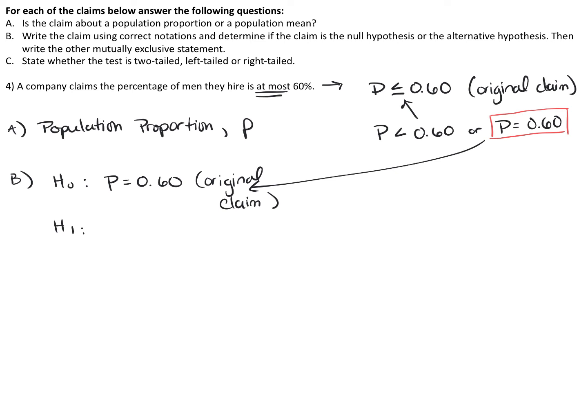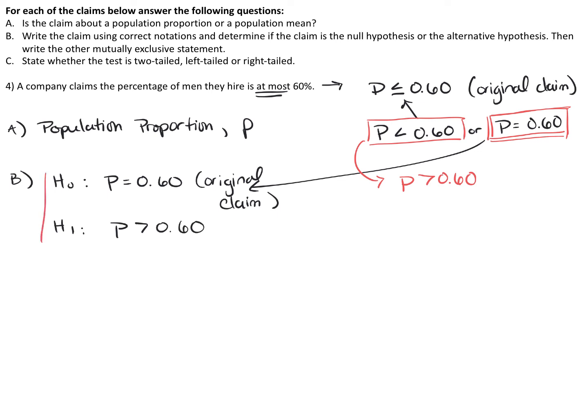So then what is the alternative? Okay, how do we write the alternative in this situation? So looking at the original claim, P is either less than 0.60 or P is equal to 0.60. So what is the alternative if both of these statements are not true? If P is not less than 0.60 and P is not equal to 0.60, then the only alternative is that P is going to be greater than 0.60. So then this becomes the alternative hypothesis, P greater than 0.60.